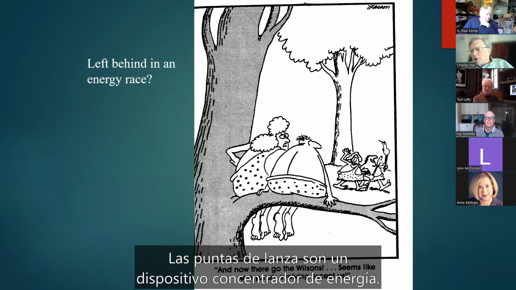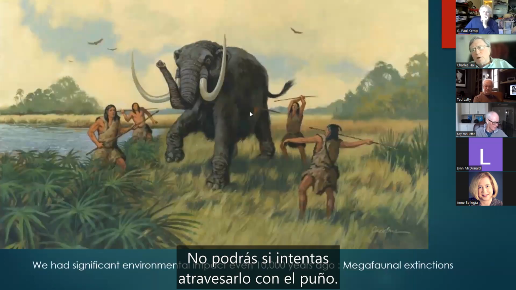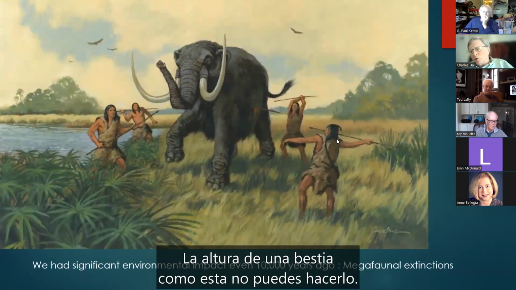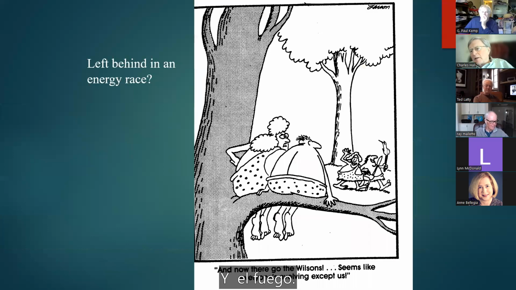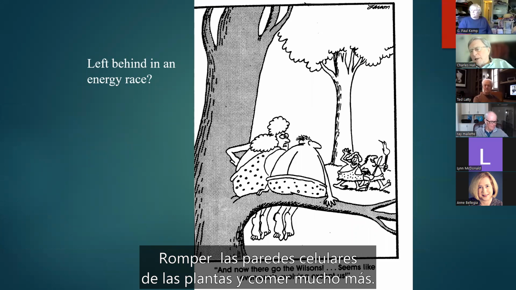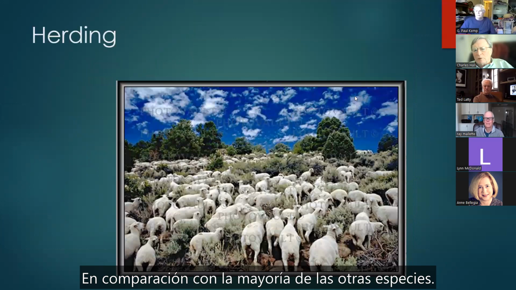Spear points are an energy concentrating device, as is a knife, or a force concentrating device. So if you try to put your fist through the hide of a beast like this, you can't do it. But if you concentrate the same energy to a spear point, you can. And fire allowed humans to break down the cell walls of plants and eat a lot more plant food, which gave us a much larger energy base compared to most other species.